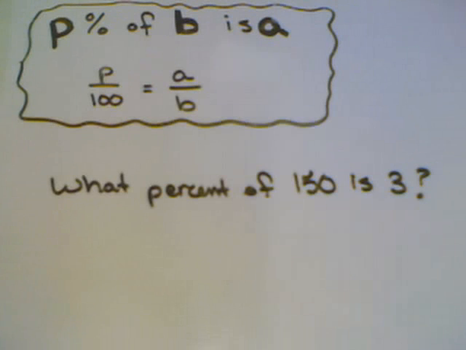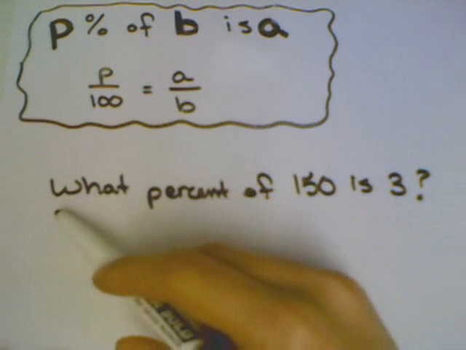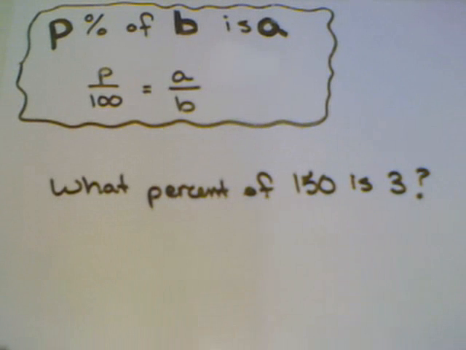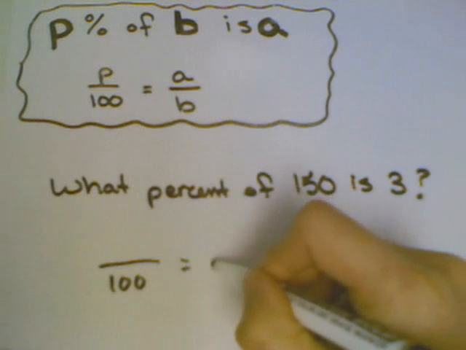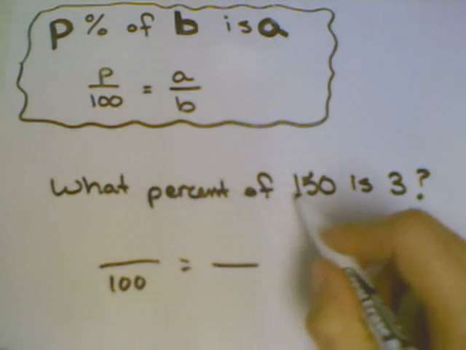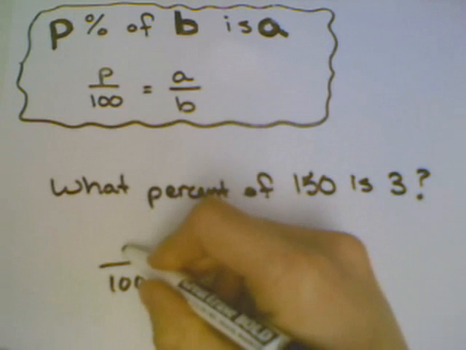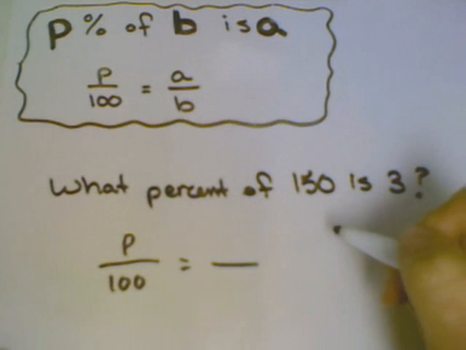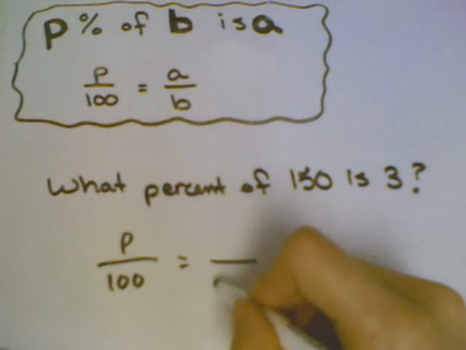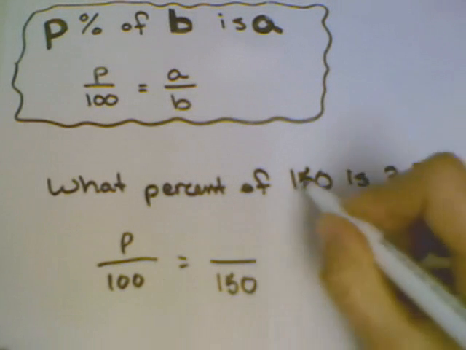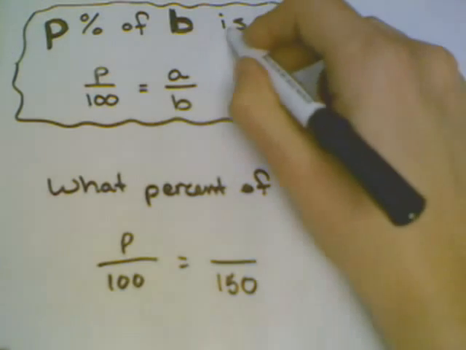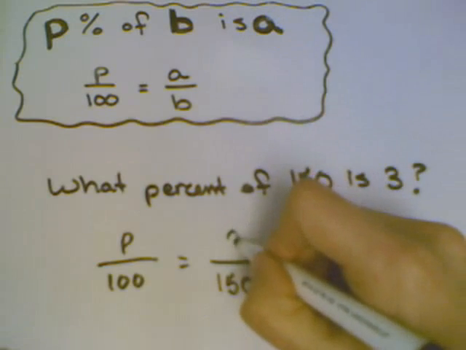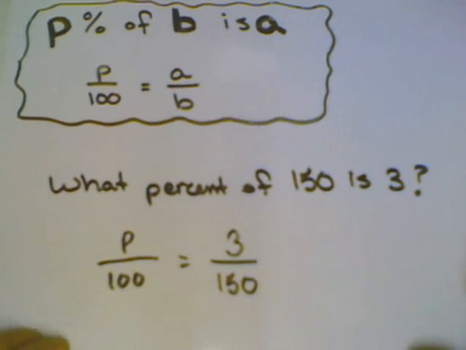Here's the last percent problem. In this case, the percent is what is missing. So, if I set up my proportion, what percent of 150? That means the percent is what is missing, and the b here is 150. Remember that the b is what's coming after the "of" every time. "Is 3" is a, which means that a is 3.